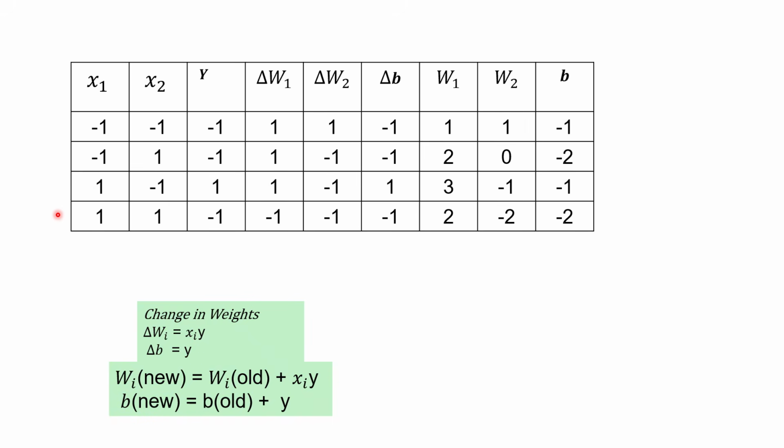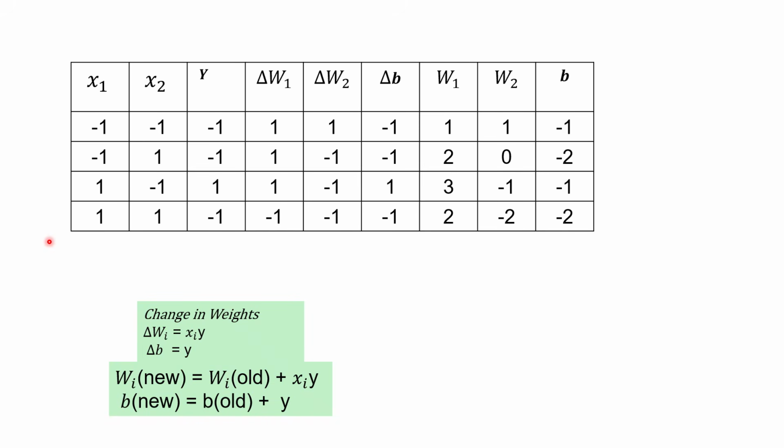For the third input combination, 1, -1, the target is 1. So the change in weight will be 1 into 1, which is 1 for W1, and -1 into 1, which is -1 for del W2, and 1 for del B, that is the target. The new weight W1 will be 2 plus 1, that is 3. W2 will be 0 plus -1, that is -1. And B will be -2 plus 1, that is -1.